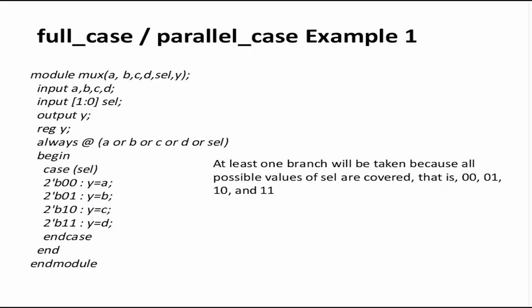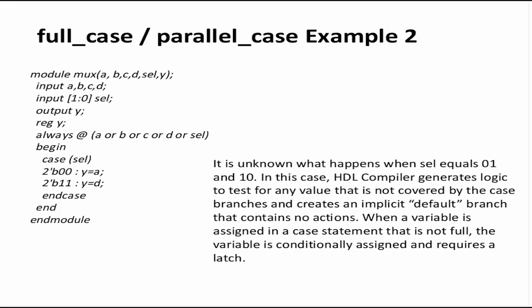Here, this is the case statement. The select is 2 bit. The maximum it can have is 4, so all 4 cases are coded here. So this is by default full and obviously by default parallel. Why? Because only one of them can be true at one time. Select can be either 0 0, 0 1, 1 0, or 1 1 at one time. All the cases are specified and only one can happen at one time. So it is parallel and full both. You do not need any compiler directive.